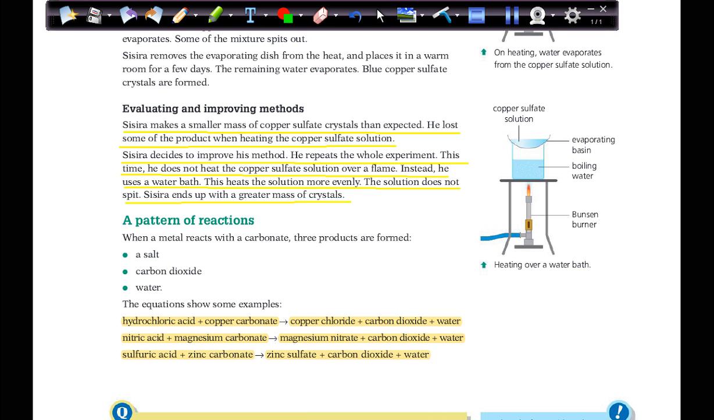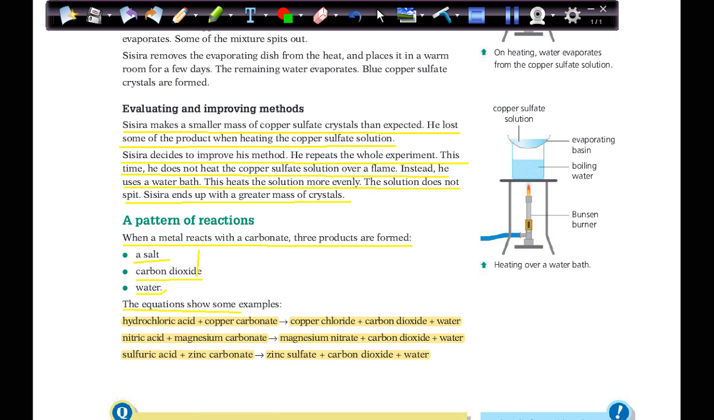So now what's the pattern of the reaction? When a metal reacts with a carbonate, any kind of carbonate compound, three products will form: a salt, carbon dioxide, and water. So we can get the salt by evaporation of the water, and carbon dioxide will bubble out.